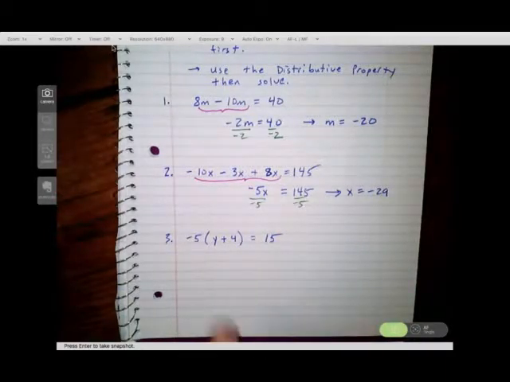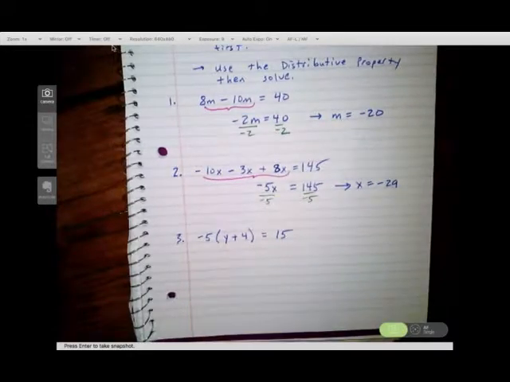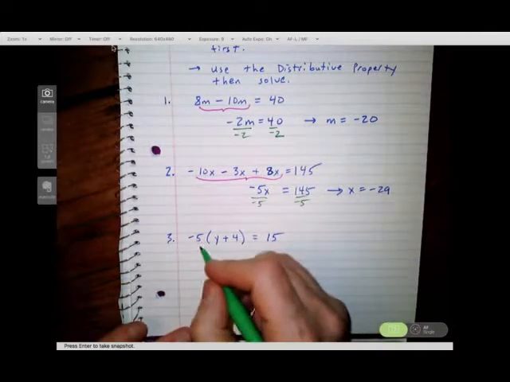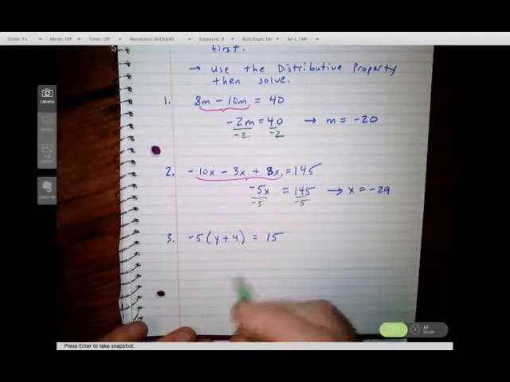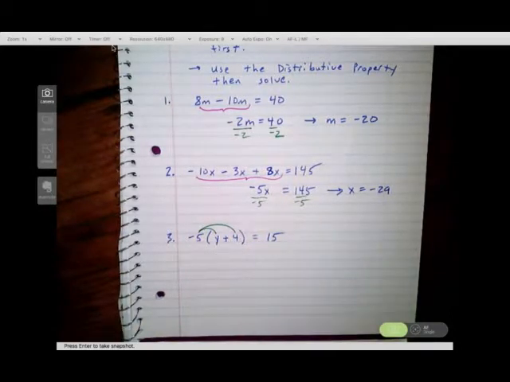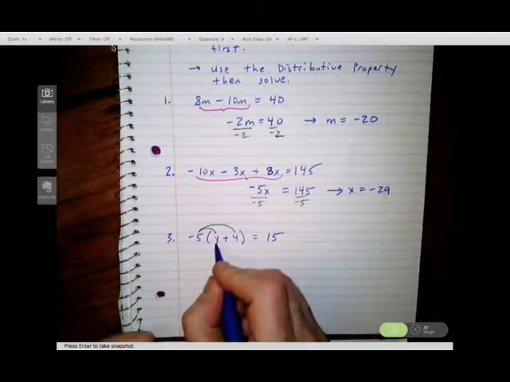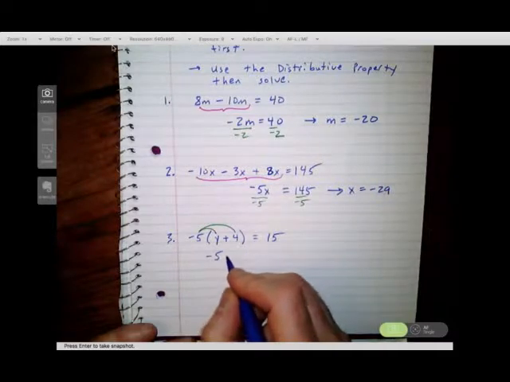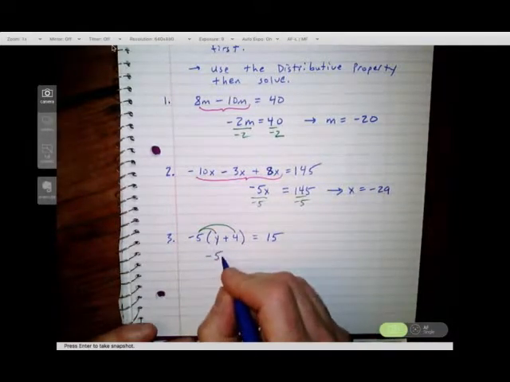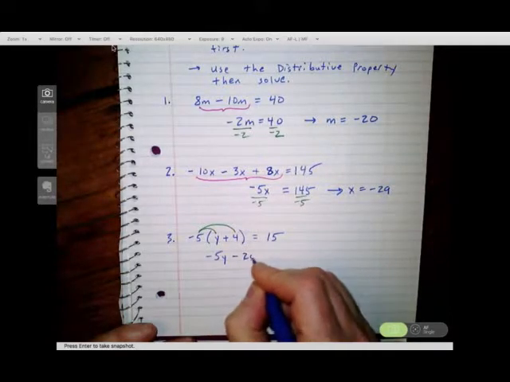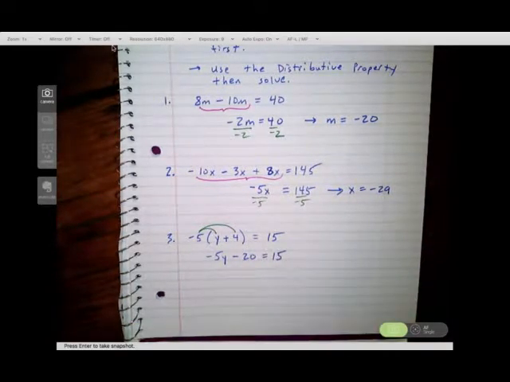Okay, here's the one with the distributive property. So we're going to multiply everything. There's another way to solve this, but I'm not going to show you that yet. I'm just going to have you apply the distributive property. We're going to multiply everything in the parentheses by the number on the outside, which is negative 5. Negative 5 times y is negative 5y. Negative 5 times positive 4 is negative 20, equal to 15.